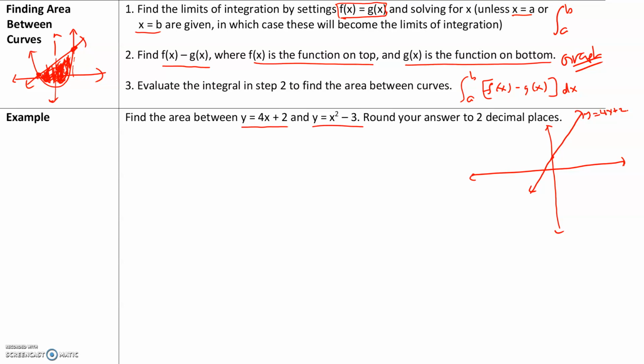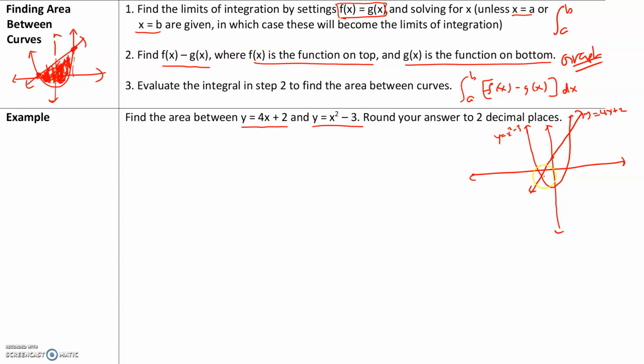And then we have y equals x squared minus 3, which looks something like this. This curve here is y equals x squared minus 3, and I did this by graphing it on Desmos. We want to find the area in between these two curves.